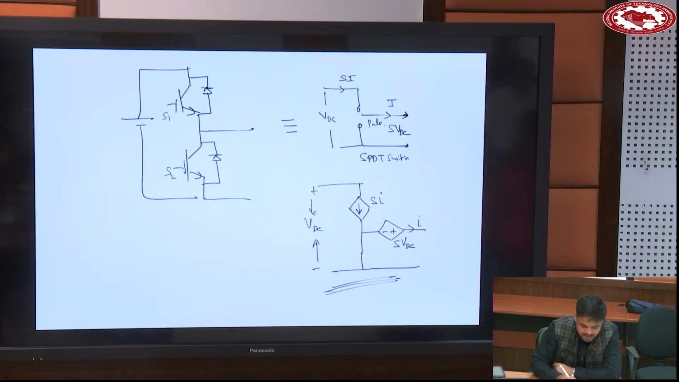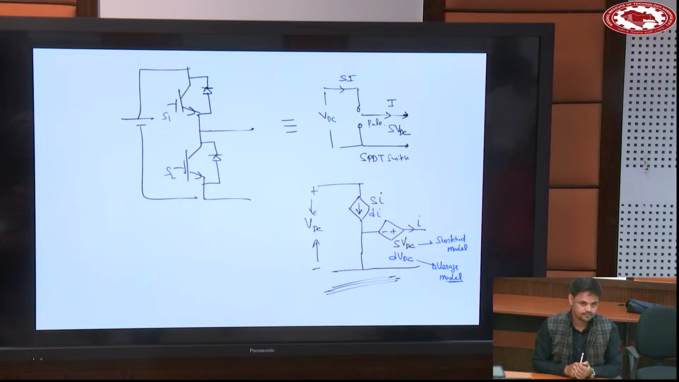So remember, the structure will be the same. If you are using S, it is a switch model. If you are using the average value of S, which is D, this is the switched model and this is the average model. For a 3-phase inverter, what will be the structure?